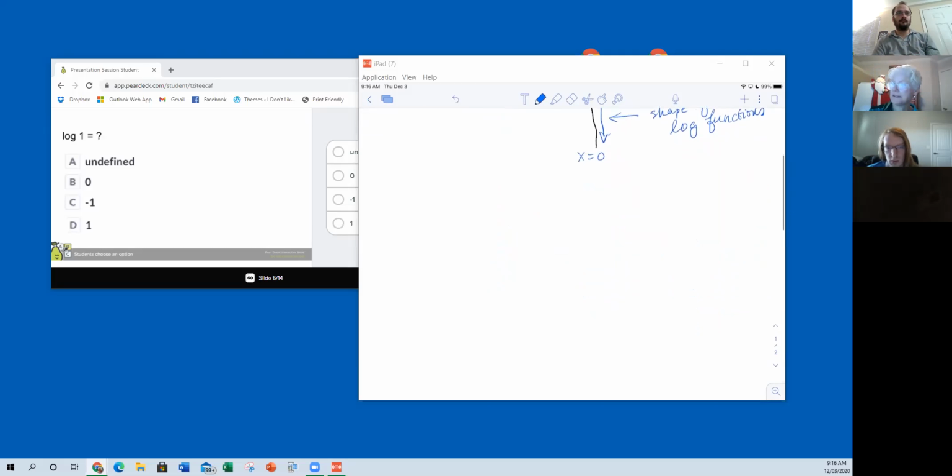Y'all are all over the place here. So remember that log base anything of 1 is 0. It doesn't matter what the base is, because if you think about it, if you take anything to the 0 power, what do you get? You get the number 1. So log base 10 of 1 is 0, because anything to the 0 power is 1.